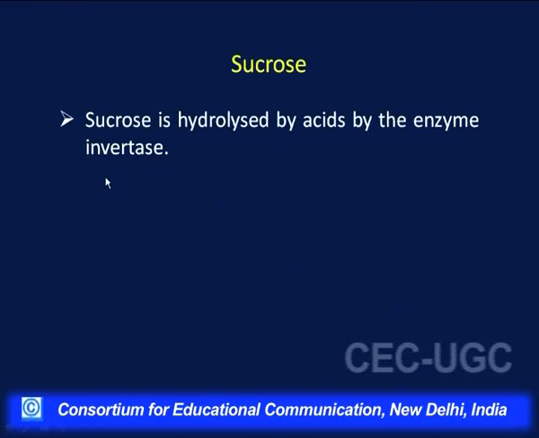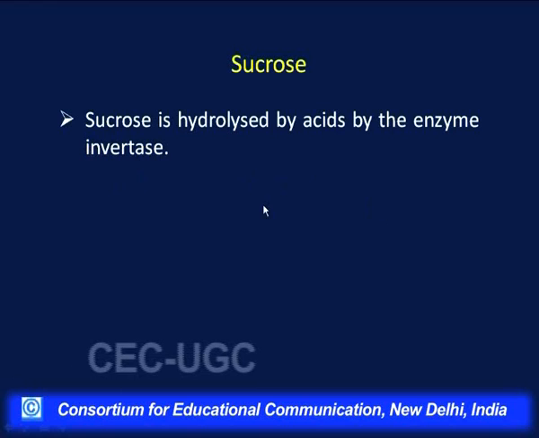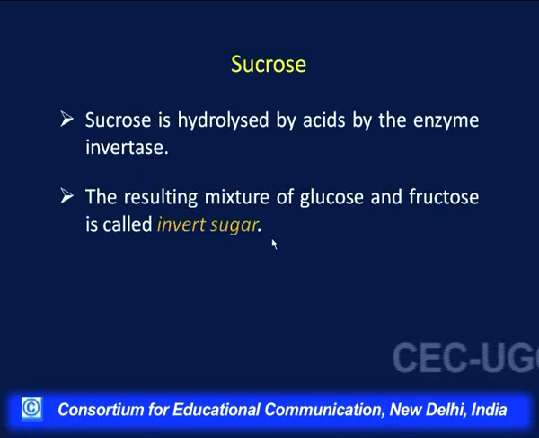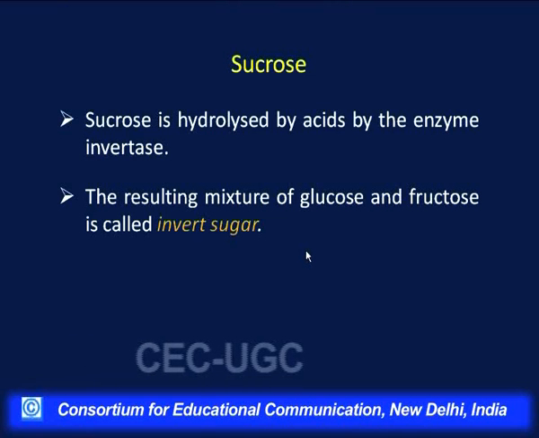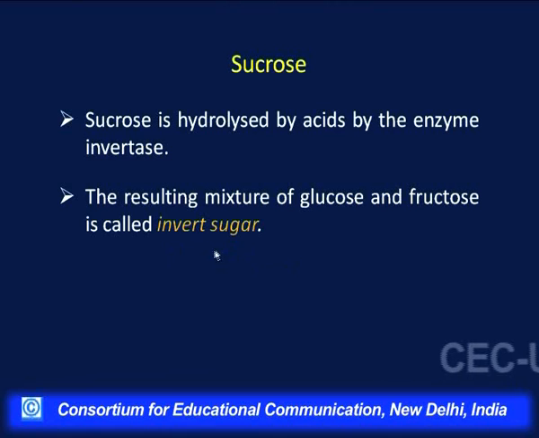Then the third disaccharide we take up is sucrose. Sucrose is hydrolyzed by acids or by the enzyme invertase, and sucrose on hydrolysis gives a mixture of a molecule of glucose and a molecule of fructose, and this hydrolyzed product is also named as invert sugar. Now, why do we call it invert sugar?